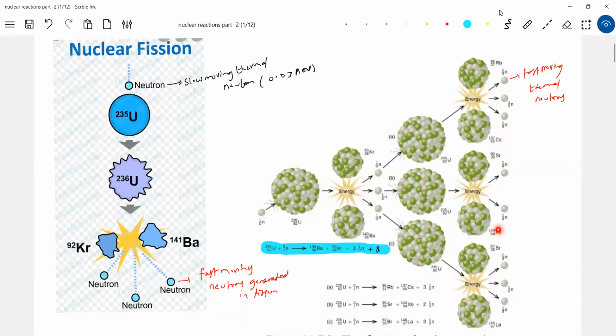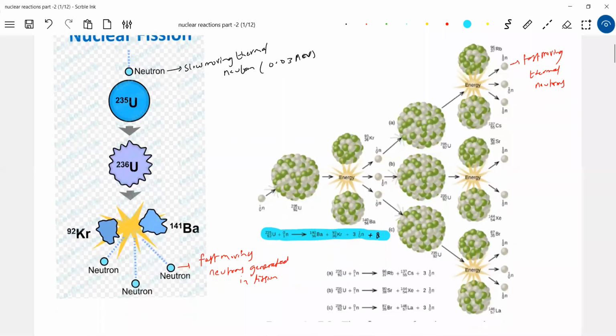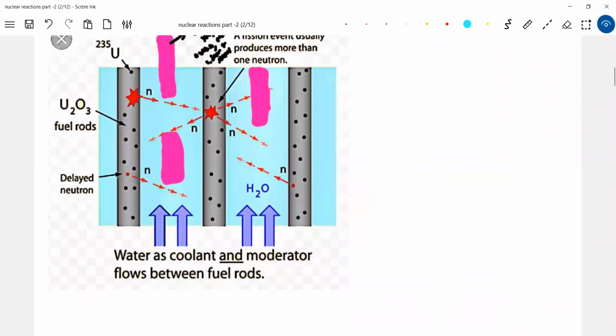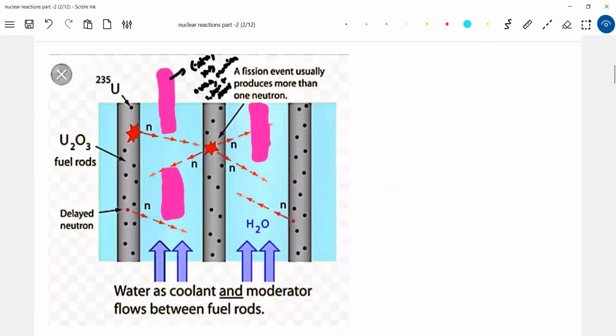For this to occur, what is the basic necessity? This fast moving neutron should be slowed down. How to slow down? I'll go back to the basic collision idea. There the neutron is there. So the best thing is, there's a nuclear reactor. These are the uranium fuel rods. Uranium oxide is the main thing.